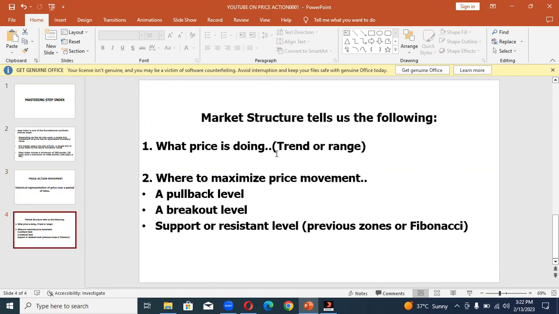Number one, it tells us a story. What is price doing? So if I'm going to master step index, the first thing I'm going to ask is, what is price doing? And from here, I ask, is the price on a trend or is the price on a range?